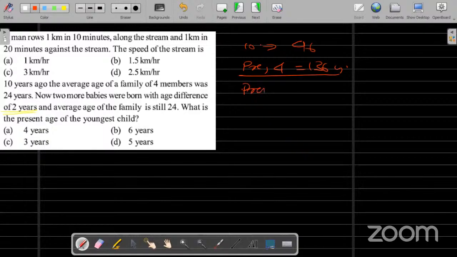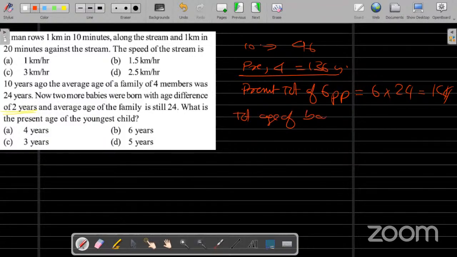Now the present total of 6 people is 6 into 24, that is equal to 144. So the total age of the extra 2 here, the babies, equals 144 minus 136. That is equal to 8 years.